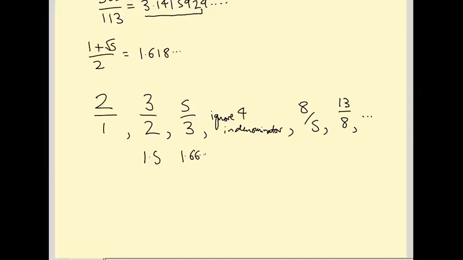So what are these numbers? 1, 2, 3, 5, 8, 13. These are the Fibonacci numbers, right? So this is the Fibonacci sequence. So the guess should be that if we take the ratio of two consecutive Fibonacci numbers as we move along the Fibonacci sequence, that should be getting closer and closer to the golden ratio. That's our conjecture.